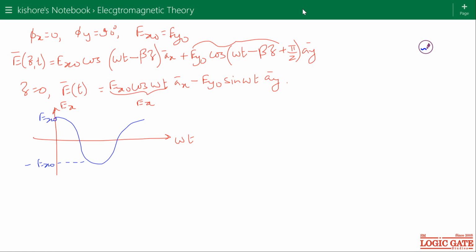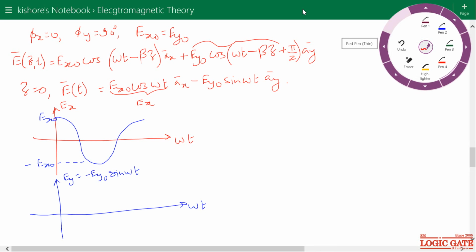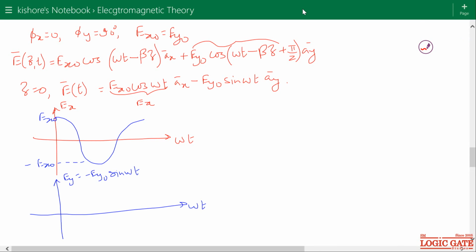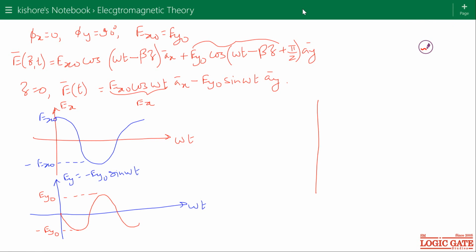And Y component is EY is minus EY0 sin omega t. So this is minus EY0 sin omega t. Now we know that resultant is circularly polarized wave. We'll find out the orientation.